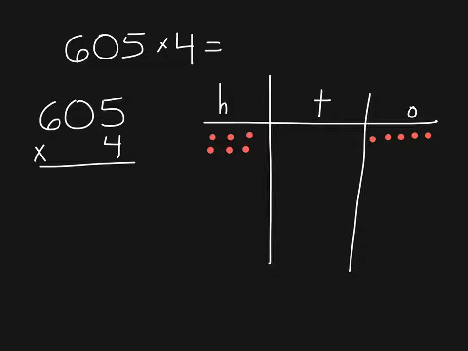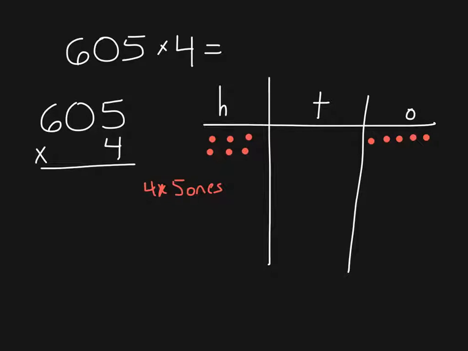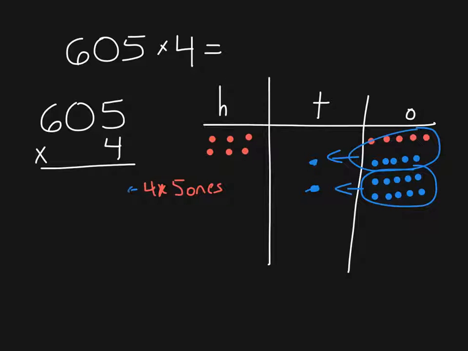When I have 4 times 5 ones, I can represent that in my place value chart over here. I need to make 4 equal groups of 5. So I already have 1. There's 2 groups of 5, 3 groups of 5, 4 groups of 5, and altogether that is 20, or I can regroup that, and that becomes 1 group of 10 moves over here. Here's another bundle of 10, and that moves over here. So my 4 times 5 ones becomes 2 tens, or 20.